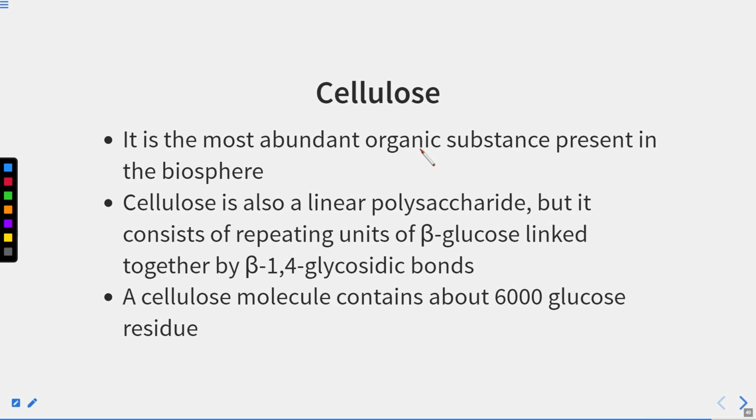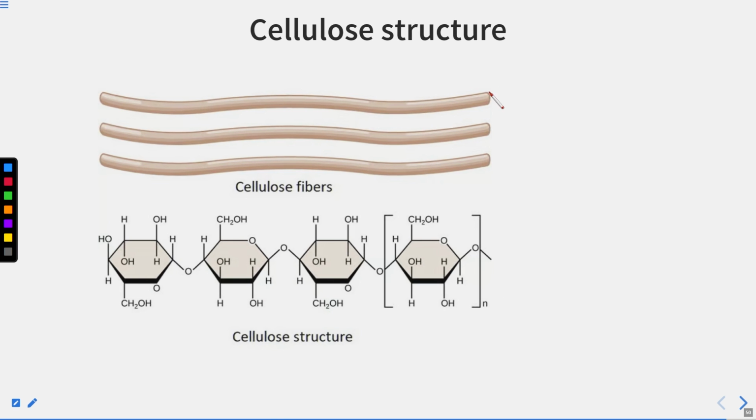Last is cellulose. It is the most abundant organic substance present in the biosphere, and cellulose is a linear polysaccharide consisting of repeating units of beta glucose linked together by beta 1,4 glycosidic bonds, and it contains around 6,000 glucose unit residues. Here these are the fibers, and this is one of the cellulose structure fibers you can see, and this is the monomer, that is, the repeated glucose unit.